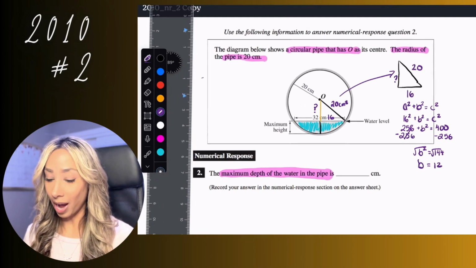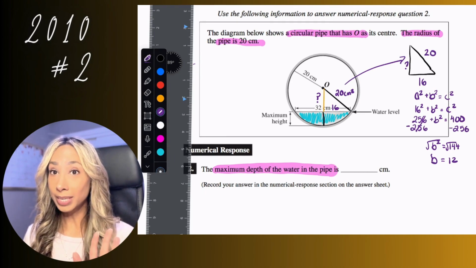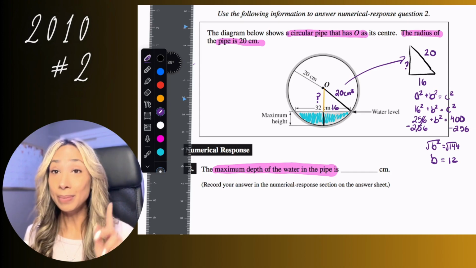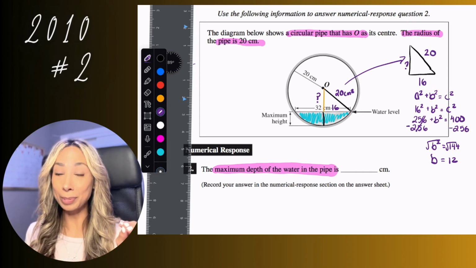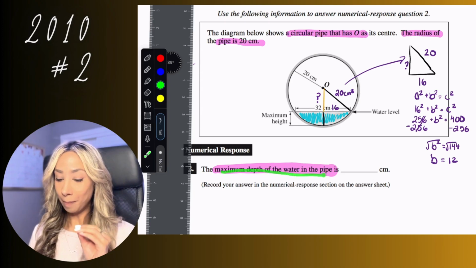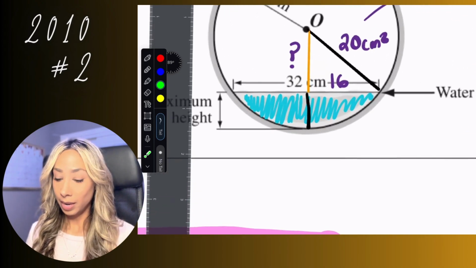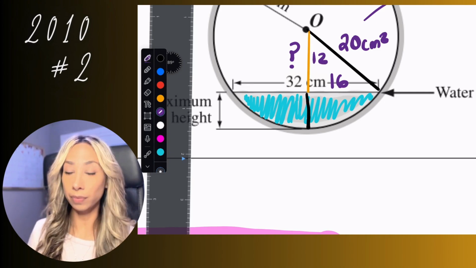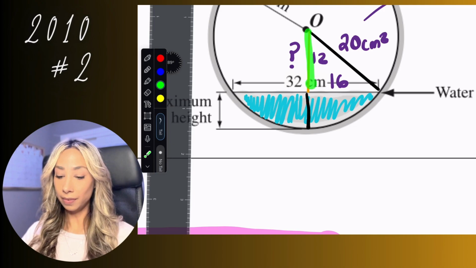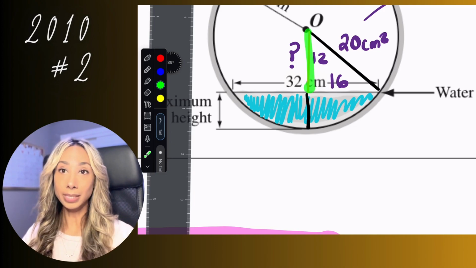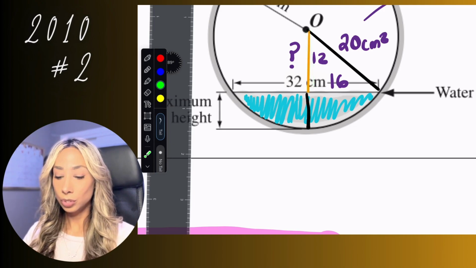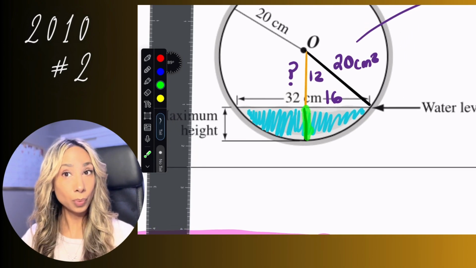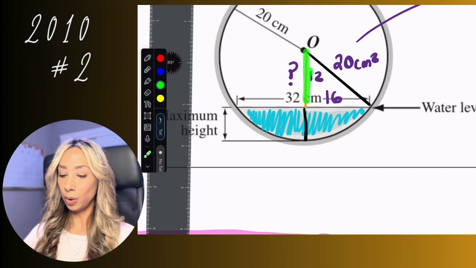Now, here's the tricky part. I know a lot of you are tempted to say, okay, Ms. Mahal, we're done. We're going to put that 12 there. That is not the case, okay? Let's go back to our question that I highlighted in that bold pink. We want to know the maximum depth of the water pipe. We've only recently just figured out that this is 12. That is the height from here to here, not the maximum water depth. So we got to think, how do we figure out this portion? That's the only portion we want to know, given that we know from here to here is 12.